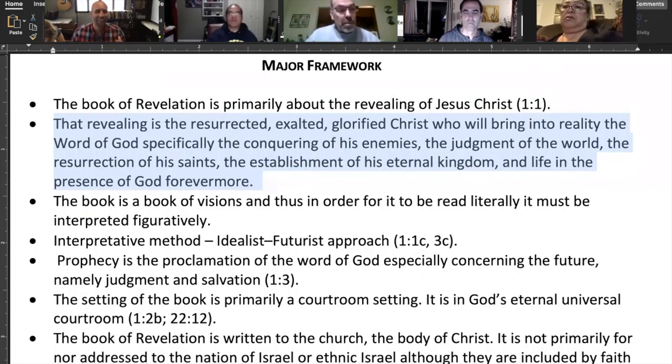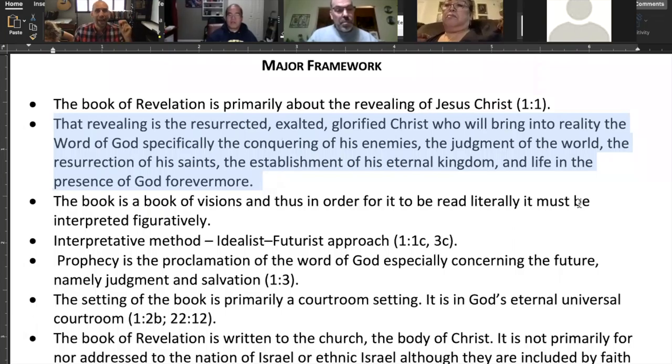I always allow for revision. But tentatively, what I want to say to us is the revealing, that revealing is the resurrected, exalted, glorified Christ who will bring into reality the word of God, specifically the conquering of his enemies, the judgment of the world, the resurrection of his saints, establishment of his kingdom, and life in the presence of God forevermore.